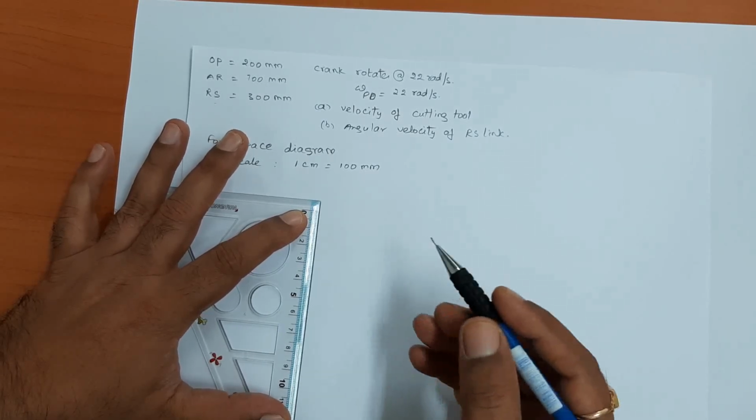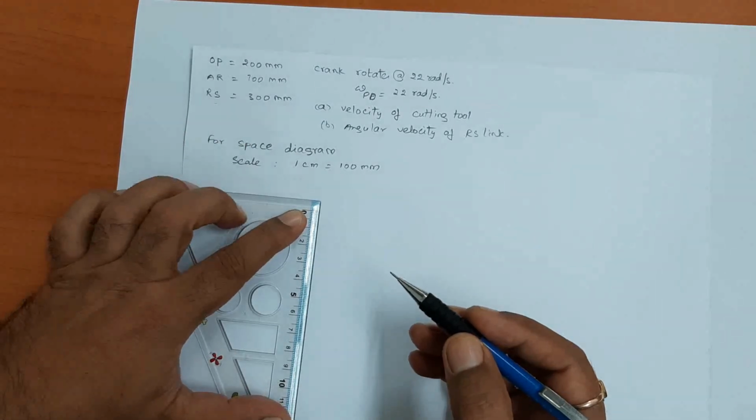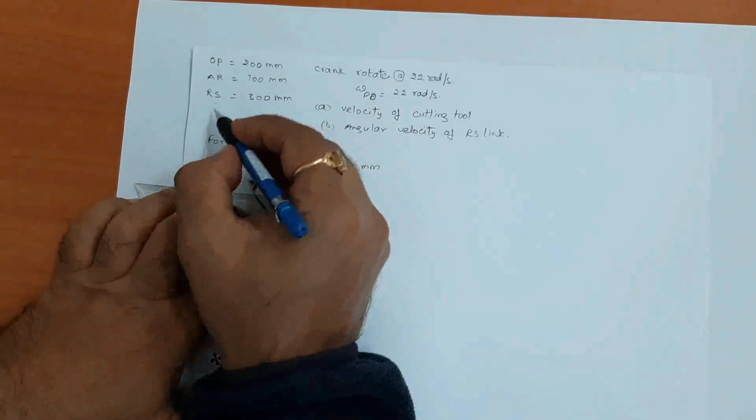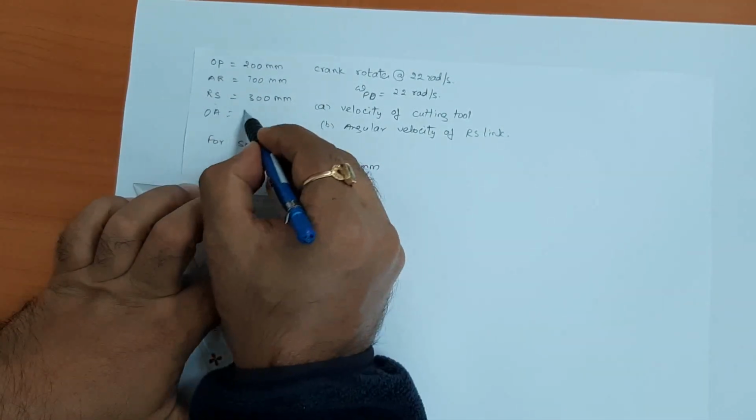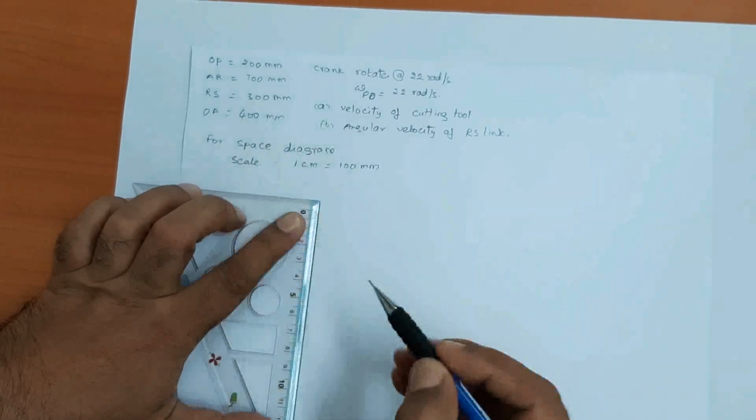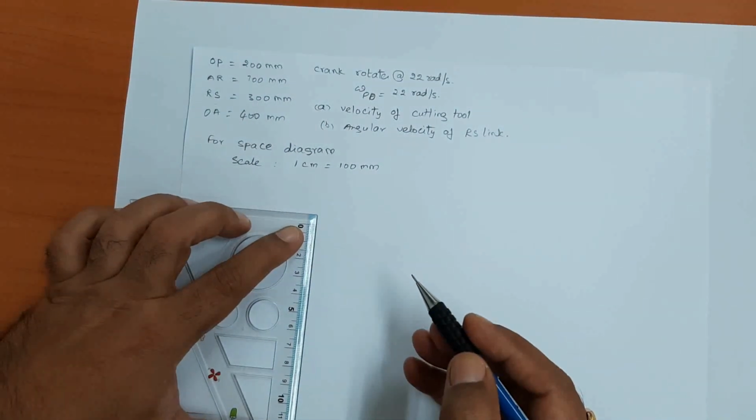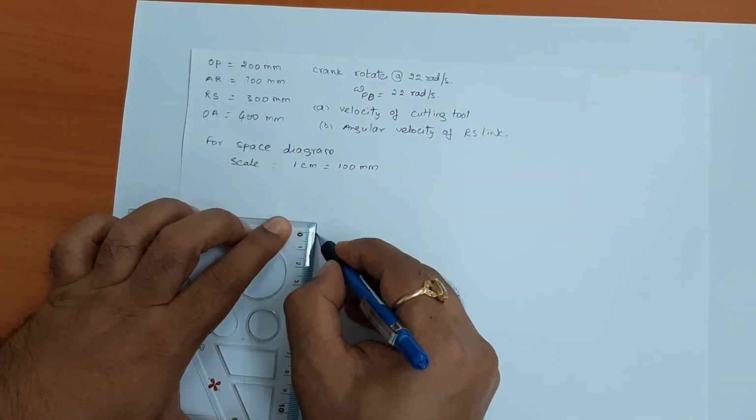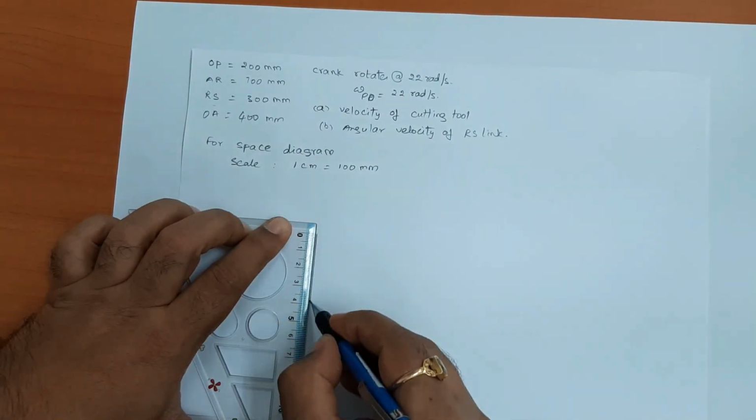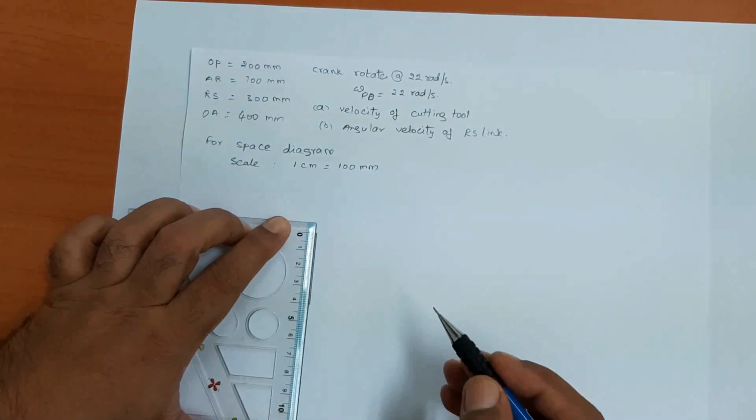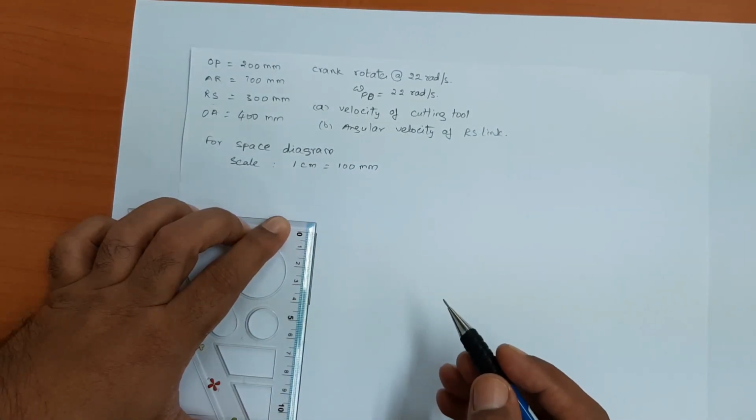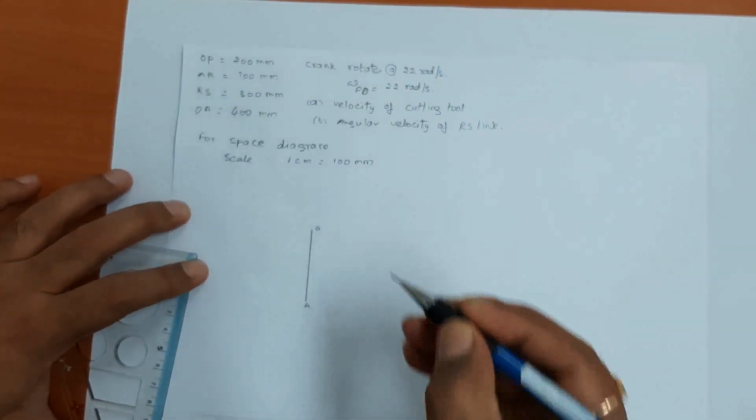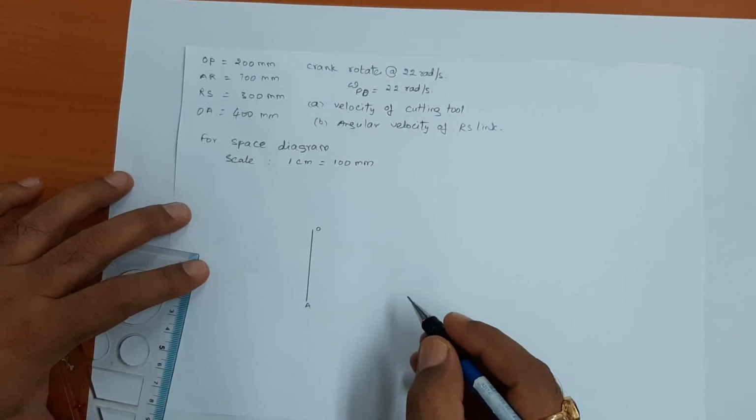Okay, so we will try to understand OA. OA is 400. Okay, I forgot to mention here, OA is 400 millimeters. Okay, so we will try to draw one vertical line of 4 centimeter. Okay, 4 centimeter, and we will mark this is A and this is O, and they have given 120 degree.